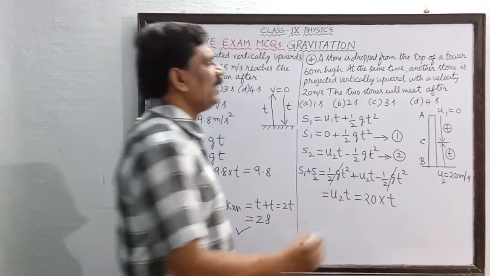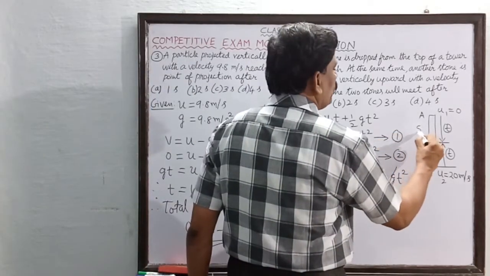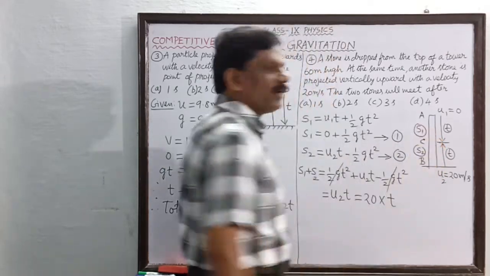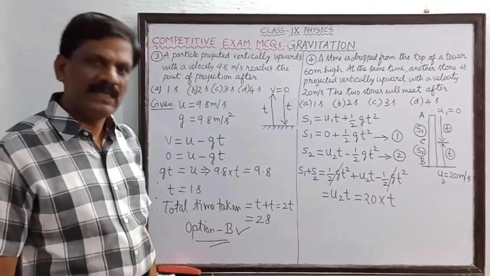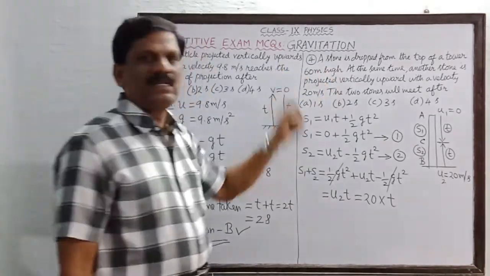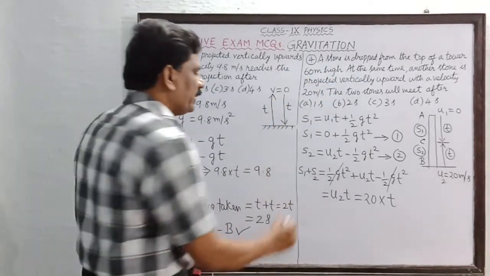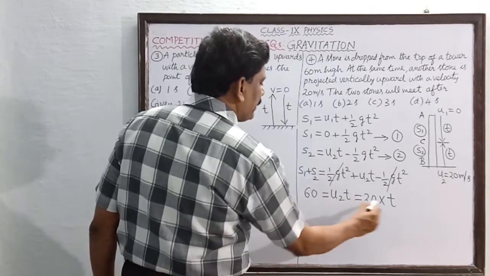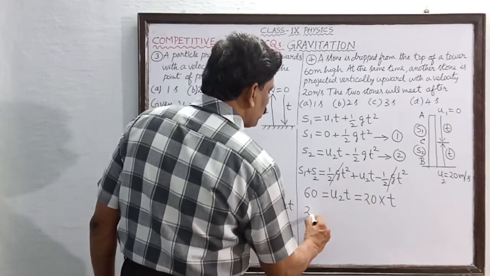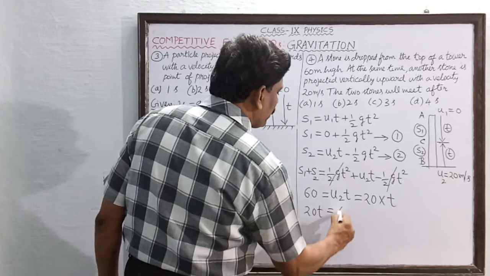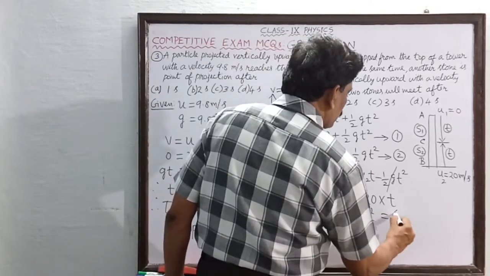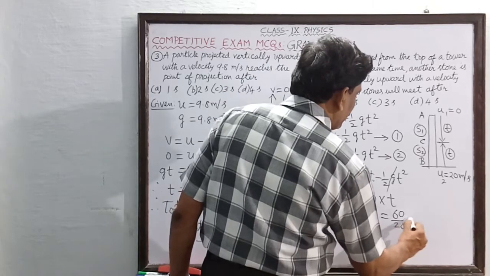Now if you add the distance travelled by the two stones S1 and S2, will it be equal to the height of the tower? Yes. The height of the tower is 60 meters. So on the left hand side I am going to write 60. So 60 is equal to 20 into T. So 20 T is equal to 60, which implies T is equal to 60 divided by 20, that is equal to 3 seconds.